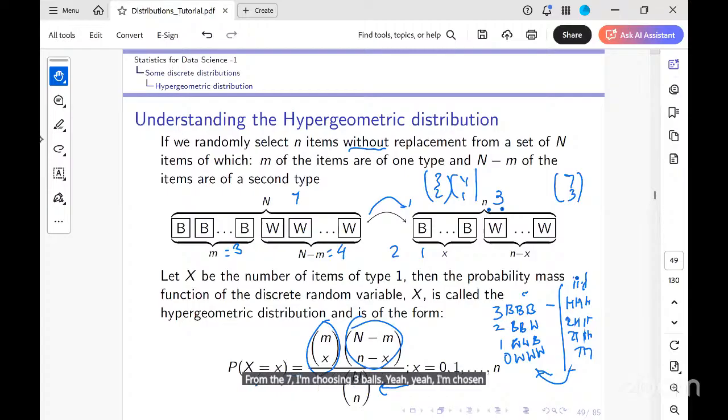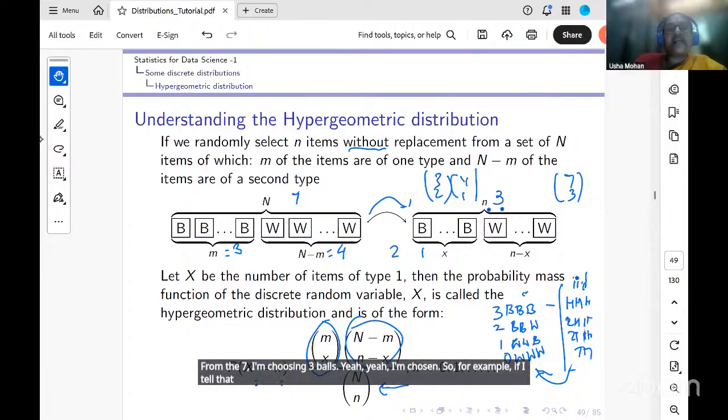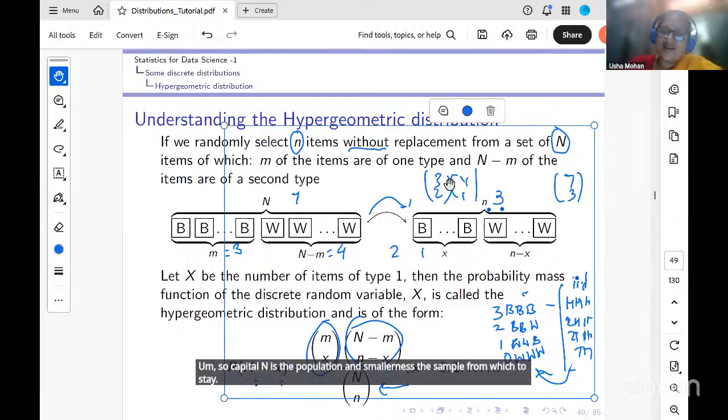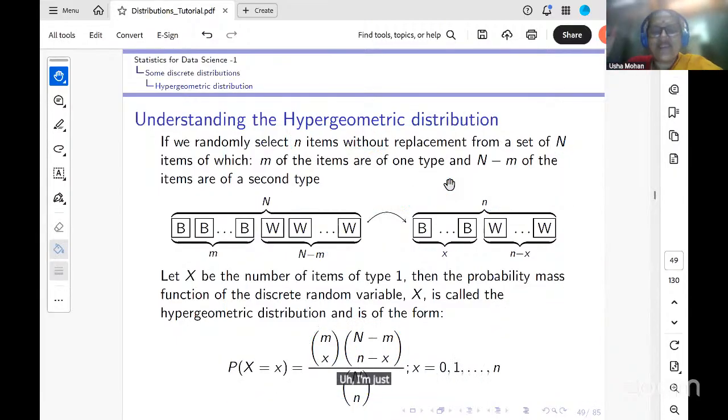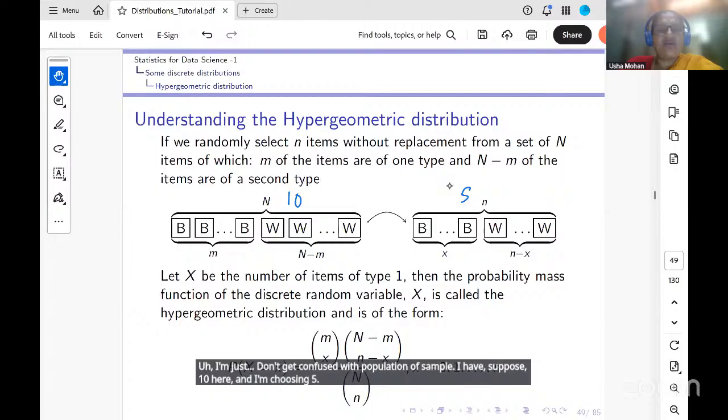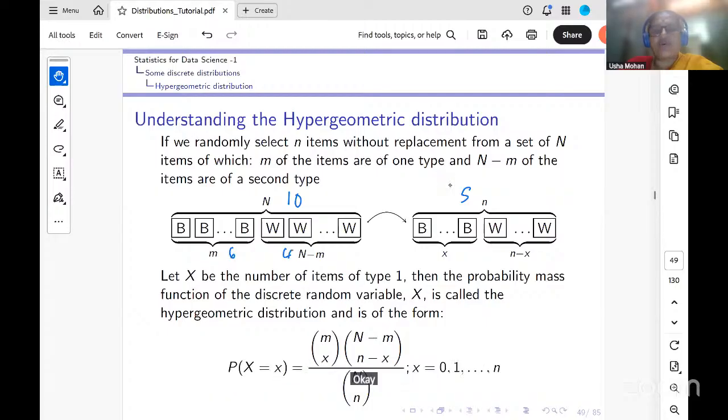So for example, if I say that I'm randomly selecting small n items without replacement from a set of capital N items, then capital N is the population and small n is the sample taken from it. Don't get confused with population or sample. Suppose I have 10 here and I'm choosing 5, and out of this 10, I have 6 and 4.